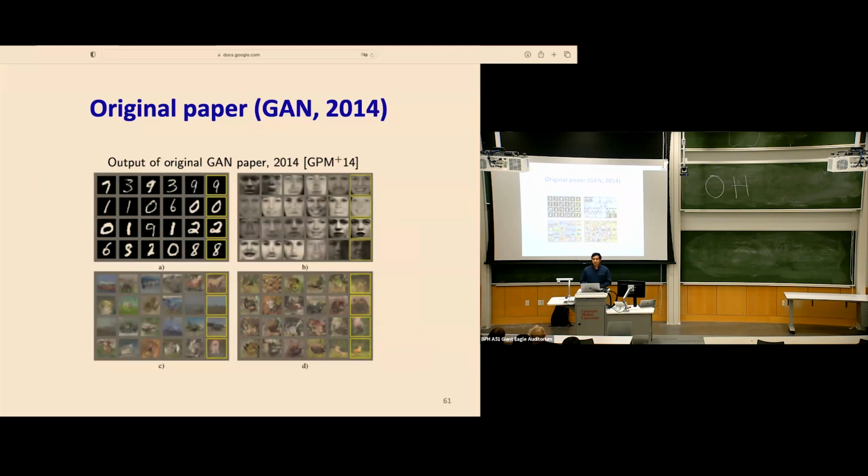Okay, so now we'll be discussing some more specific application-specific GANs. This is the original paper. This was first introduced by Ian Goodfellow in 2014, and this is what sparked all of the trends in GANs that we see today.